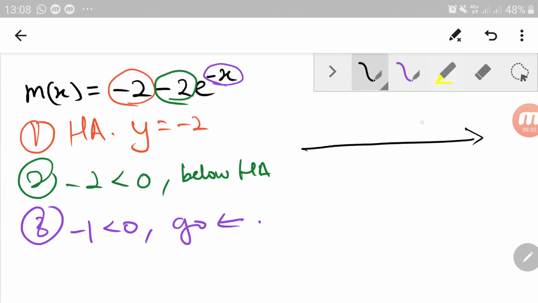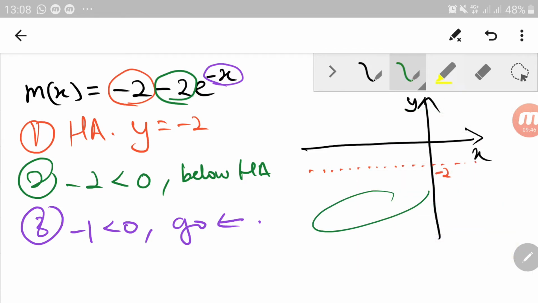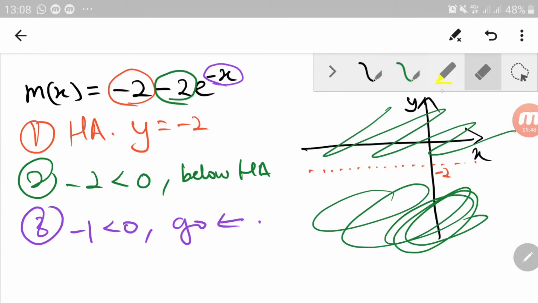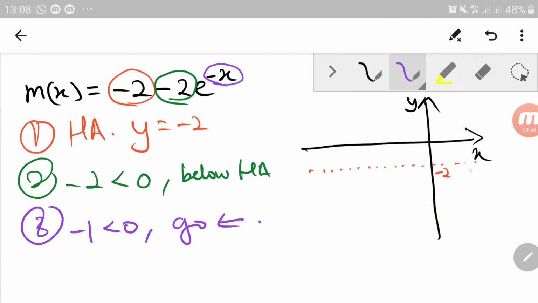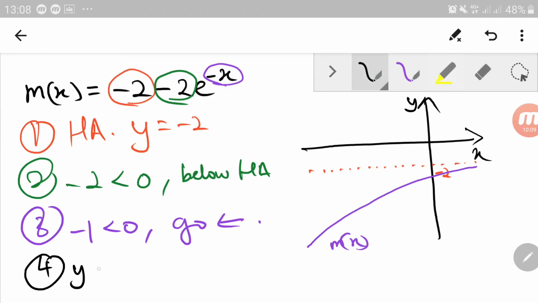So we have minus 2 down there. I make it like this: x, y. And then y equals minus 2. Below also, so below means it must be somewhere here, cannot be here. So going to the left, we must start from the right in order to go to the left. So this is our m(x). Now what is the value over here? That is the y-intercept, so let's find the y-intercept.